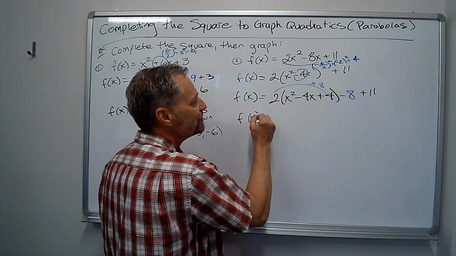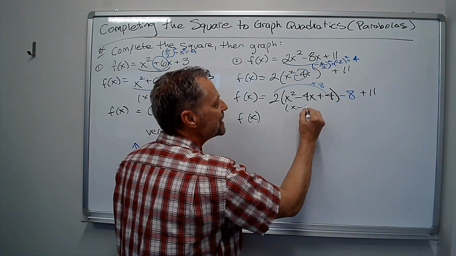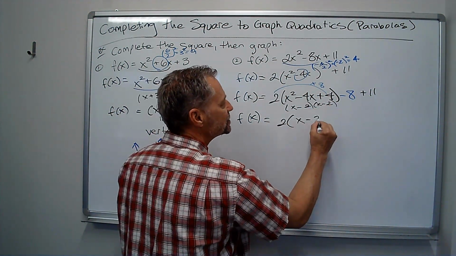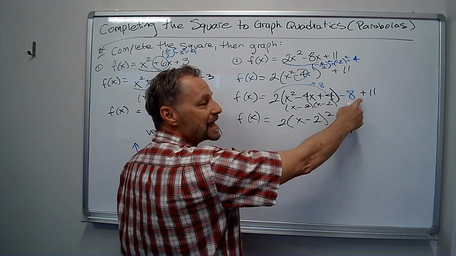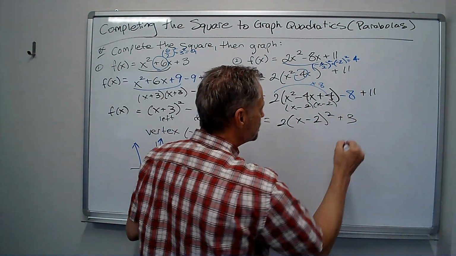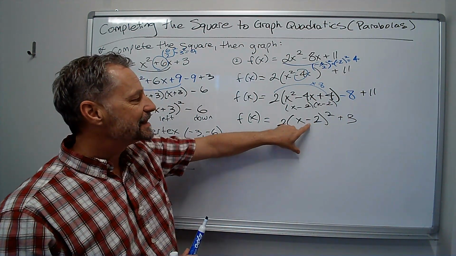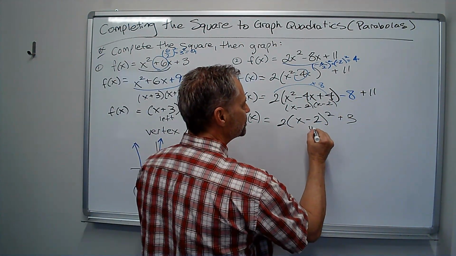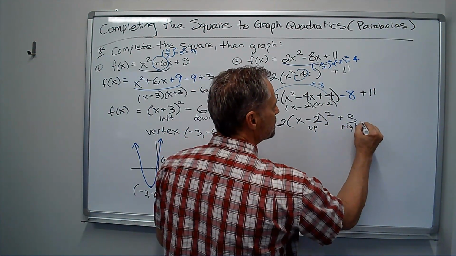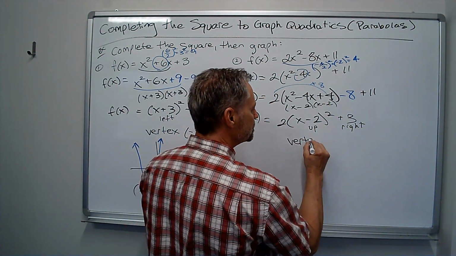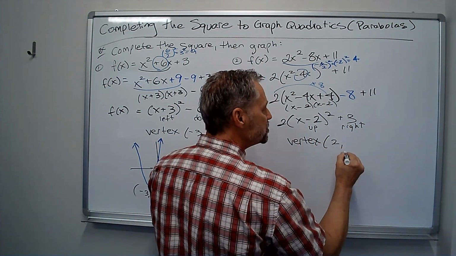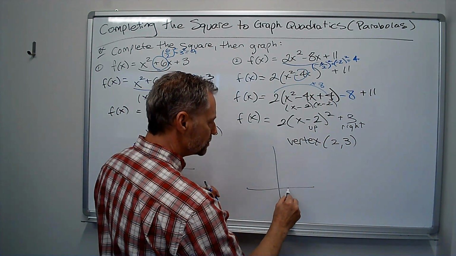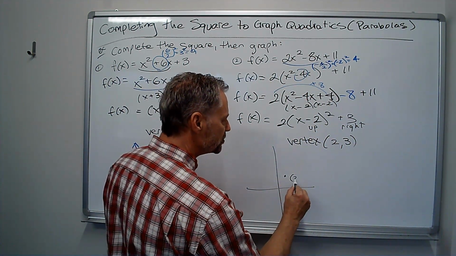So now what I have, and notice this in here factors into x minus 2, x minus 2, which is x minus 2 squared. And then the negative 8 plus 11 is plus 3. Again, this time it's a minus, so I go right 2 and up 3. So my vertex, right 2, up 3, is 2, 3. That's my vertex.